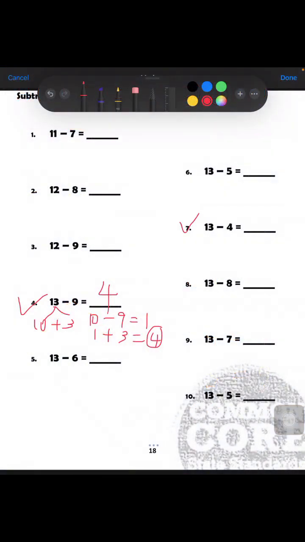And just now we talked about question 7, 13 minus 4. We first split 13 into 10 and 3. 10 minus 4 equals 6, and 6 plus 3 equals 9. So the answer is 9. Okay, for the rest of the questions, please try by yourself.